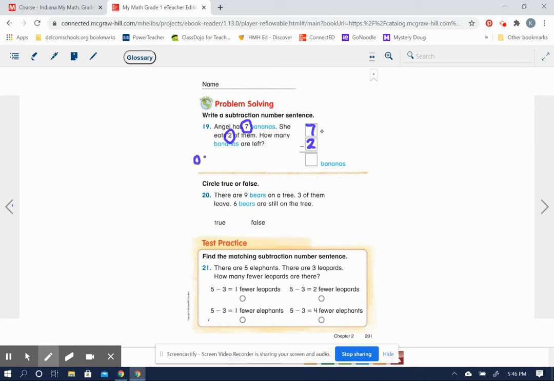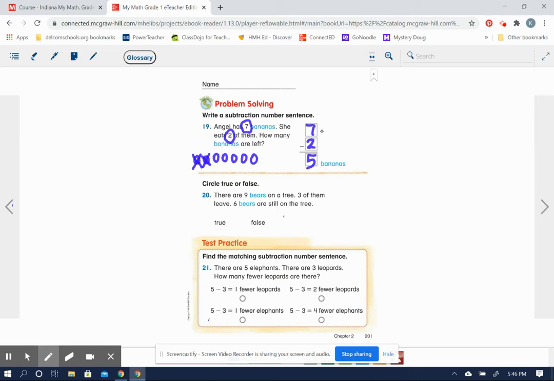Now, do you want to draw some counters? 7, and she ate 2 of them. And how many are left? The answer is 5. Okay, number 20, circle true or false. There are 9 bears on a tree. 3 of them leave. 6 bears are still on the tree.